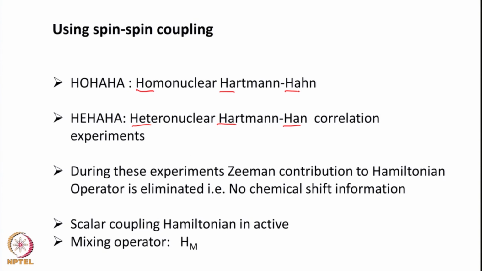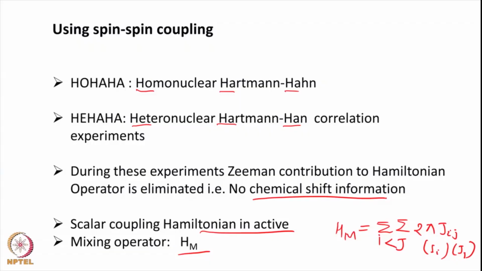So what we actually do during these experiments is remove the Zeeman contribution, as we were saying, the B0 contribution. So there is no chemical shift evolution. What we have to do is remove that Zeeman contribution, but keep the scalar coupling active in the Hamiltonian, so the scalar couplings are still active in the Hamiltonian.